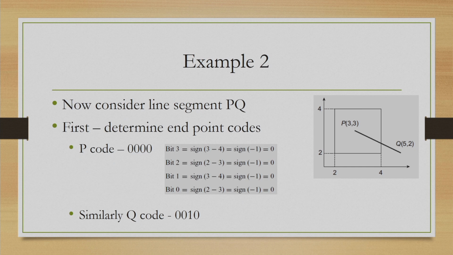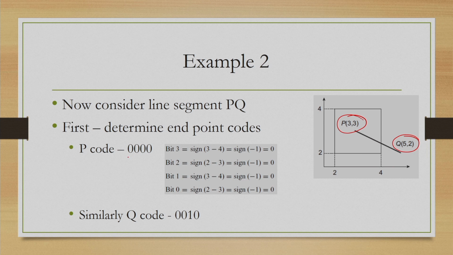Now, let us consider another line segment that is given by the endpoints P and Q. As usual, we will first determine the endpoint region codes.